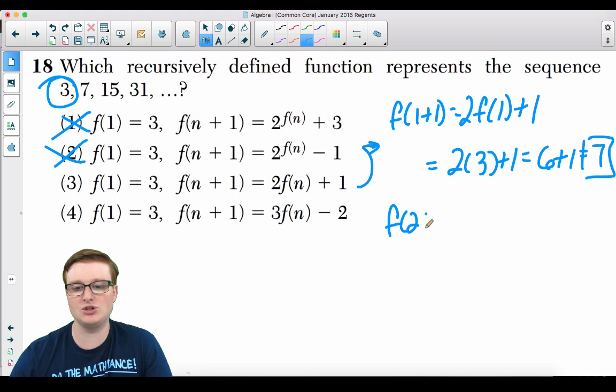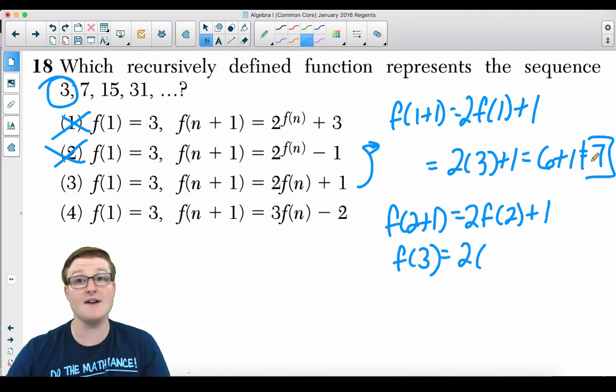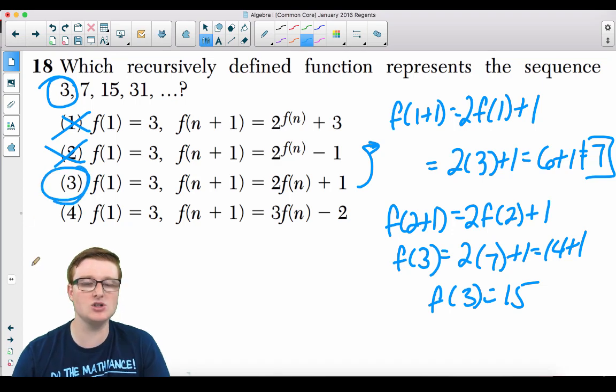So now let's try f of 2 plus 1. That's 2f of 2 plus 1. We're trying to find f of 3. F of 3 is equal to 2 times f of 2, which is 7, plus 1. That's equal to 14 plus 1. So f of 3 is equal to 15. Ding, ding, ding. That is your answer.